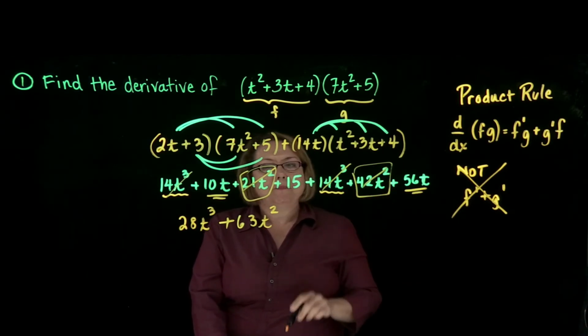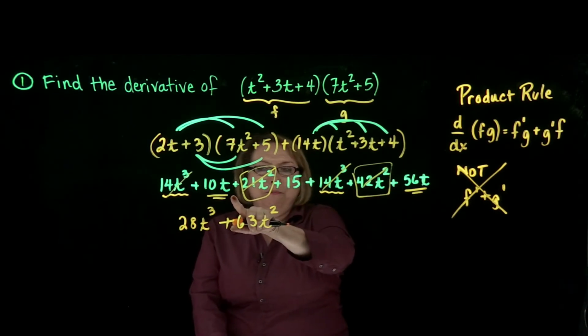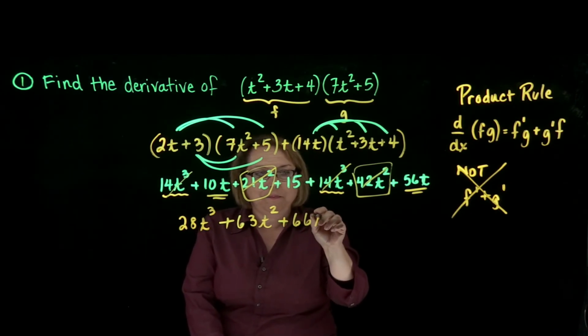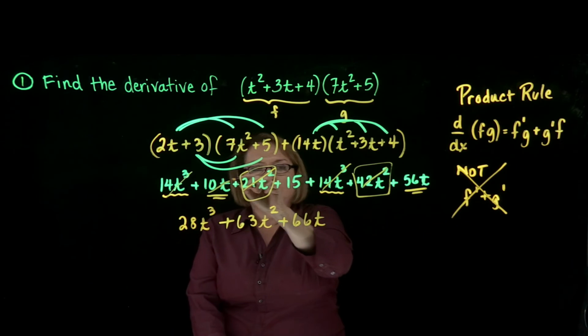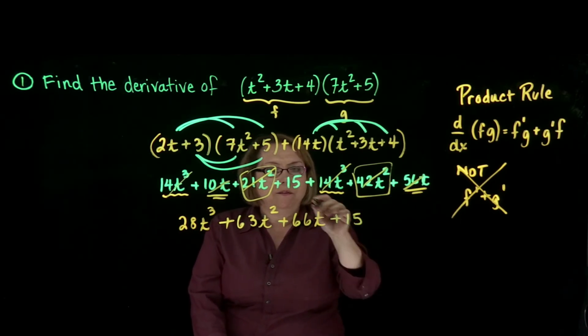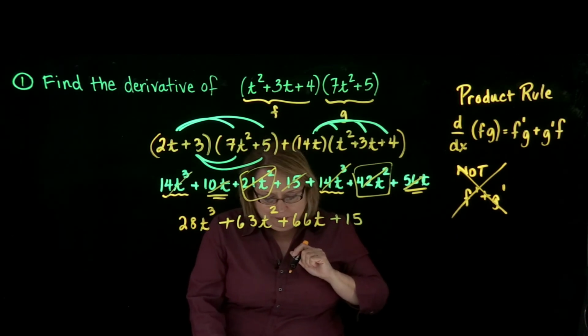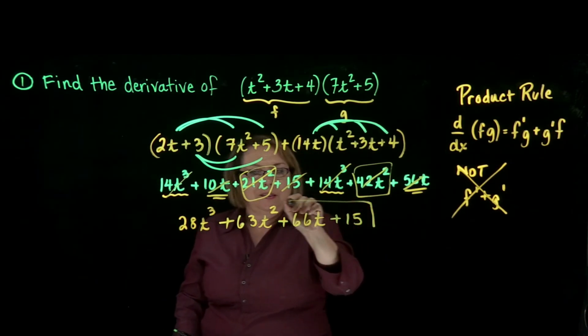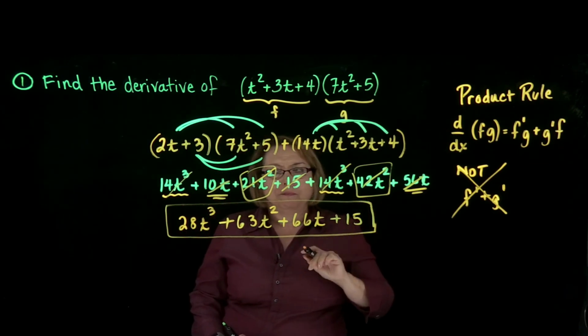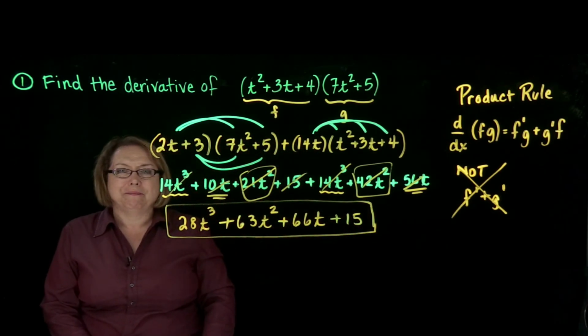Cross those out. Now I can add together my 10t and my 56t to make 66t. Cross those out. And then I'm left with my constant, which I only have one of, which is 15. That is my derivative of the product of two functions.